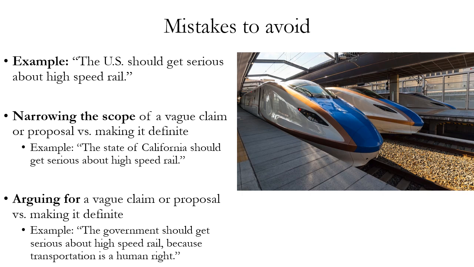Now, another way of trying but failing to make a vague proposal definite would be to argue for the proposal. So here's an example. The government should get serious about high-speed rail because transportation is a human right. You'll notice the word "because" is a premise indicator. So we're starting out with the original proposal, the government should get serious about high-speed rail, and we've added a reason in support of it, because transportation is a human right. Unfortunately, we still have the vague phrase "get serious about." So the problem is we've added a reason but not gotten rid of that vagueness.